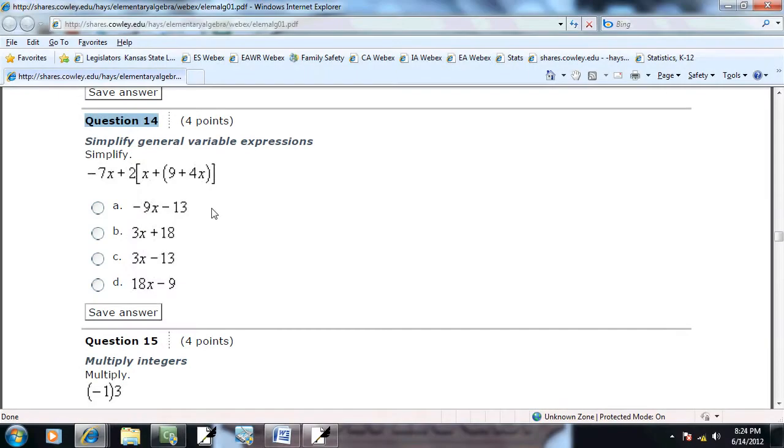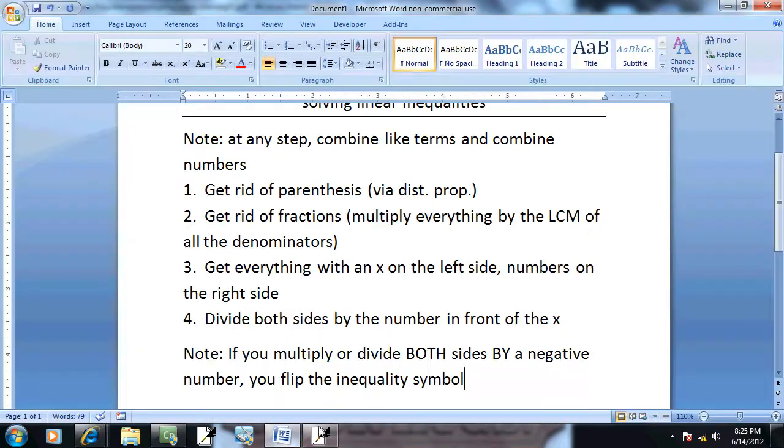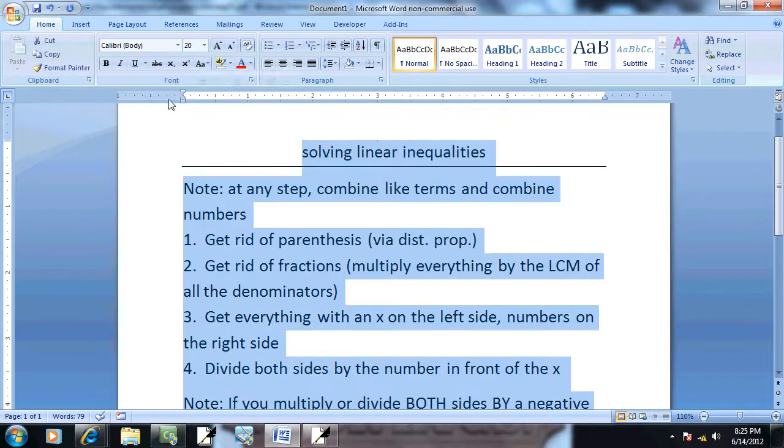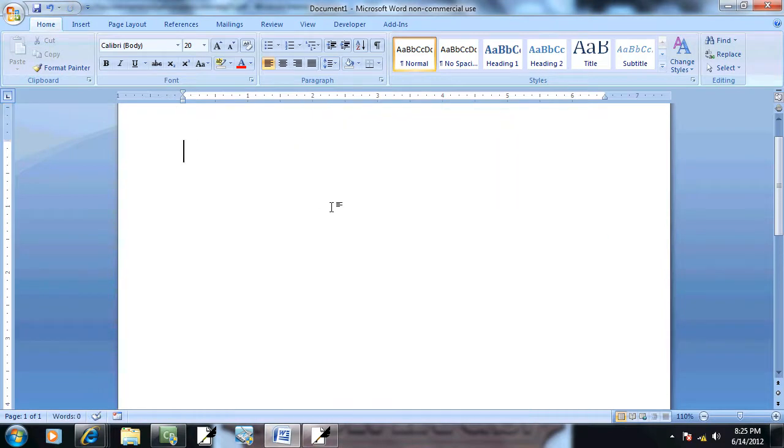Let's take a look at problem number 14. And I'm going to refresh your memory on the order of operations, because this kind of uses it in a roundabout way. It's not like what we're used to when we see order of operations. Let's see. Order of operations.